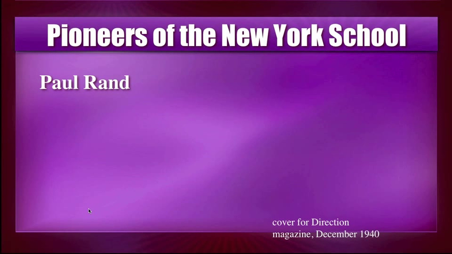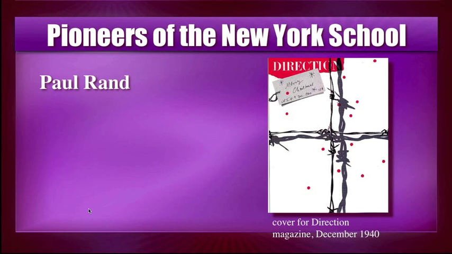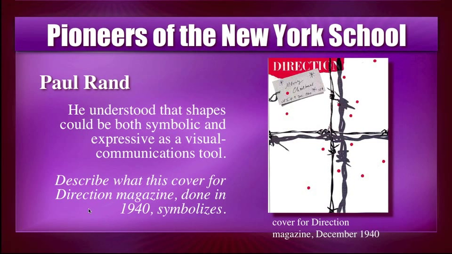When we start talking about the pioneers of the New York School, we have to start with Paul Rand. He was one of the innovators of American modern design. He had a strong knowledge of the modern movement in the ideologies of Klee, Kandinsky, and the Cubists, and he understood that shapes could be both symbolic and expressive as a visual communications tool.